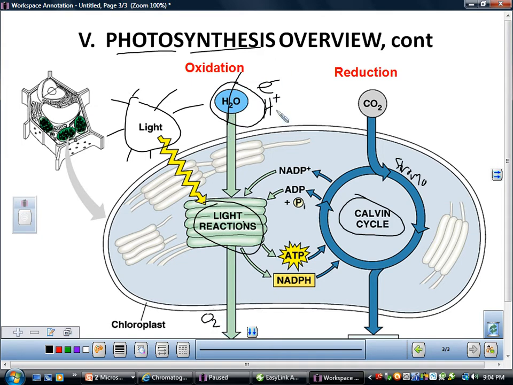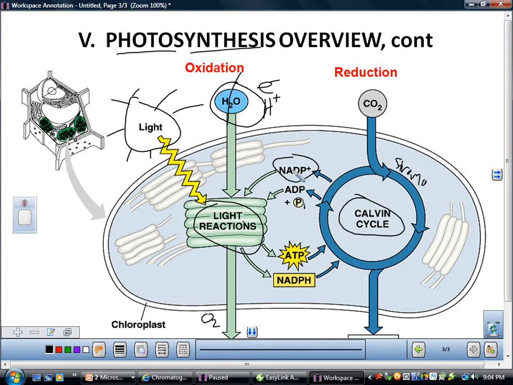The electrons and hydrogen atoms are going to be really important because they will be received by this electron carrier called NADP+. It's kind of a cousin to the one that's used in cell respiration known as NAD+. This one has the P, it's got an extra phosphate group on it. I always remember the P for photosynthesis. The NADP is the electron carrier for this process.